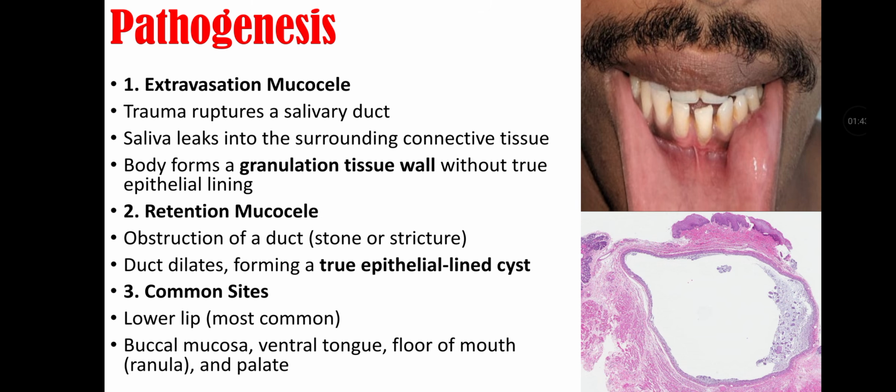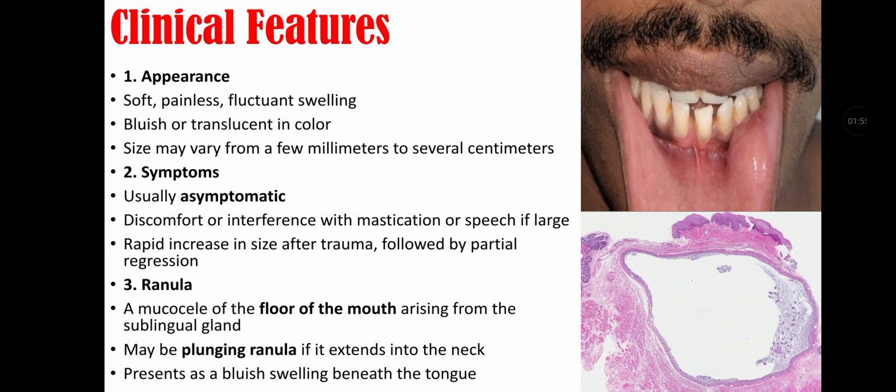Third is the common sites. Common sites for salivary mucoceles include the lower lip, that is the most common site. Then the other sites include buccal mucosa, ventral tongue, floor of mouth, and palate.